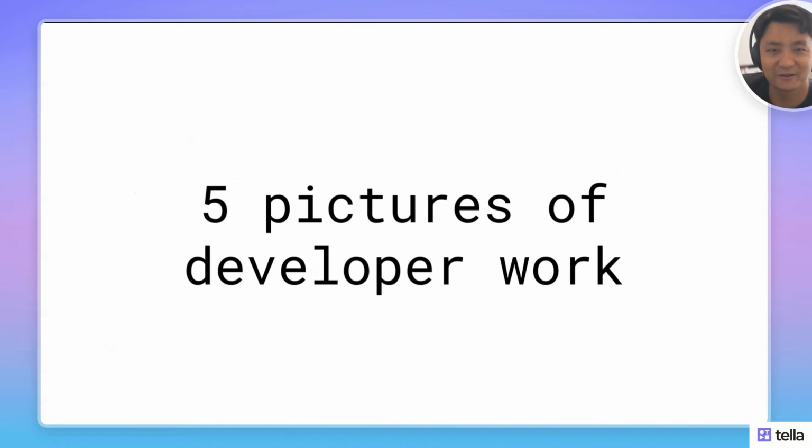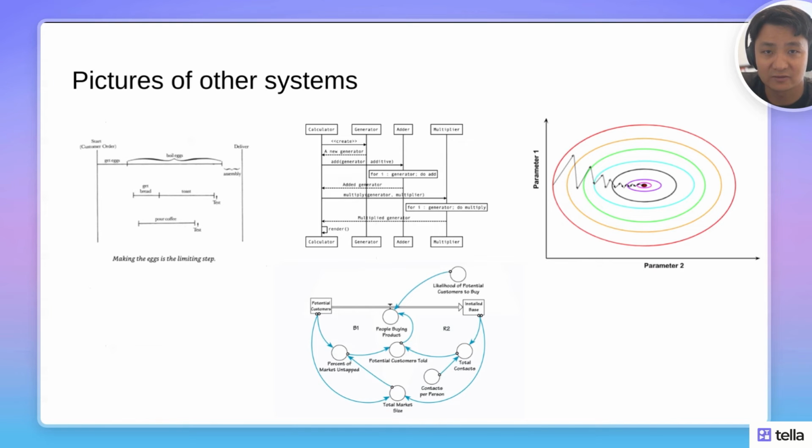So this talk is going to be fairly straightforward. It's going to be centered around really 5 pictures of what developer work looks like. Why draw these pictures in the first place? Well, why draw pictures of systems at all? We do this because we want to model out the behavior of those systems so that we can build intuition as to how they work, and thereby make intelligent decisions about how to optimize the inputs and what outputs to track. We draw pictures of a lot of other systems.